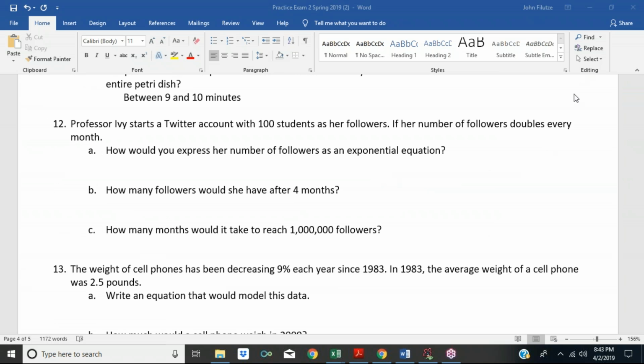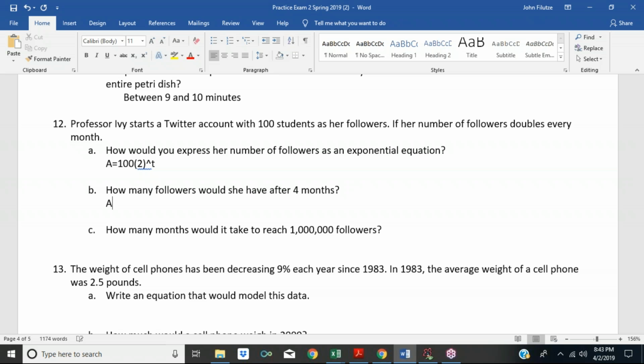All right, so Professor Ivy starts with 100 followers. It doubles every month. Well, if it doubles every month, that tells us about the growth factor. So the growth factor is 1 plus the percent change. And since it's doubling, it's just 2. It's 100% change. So there's the model. And then how many followers after 4 months? We're just going to throw a 4 in right there for the t.